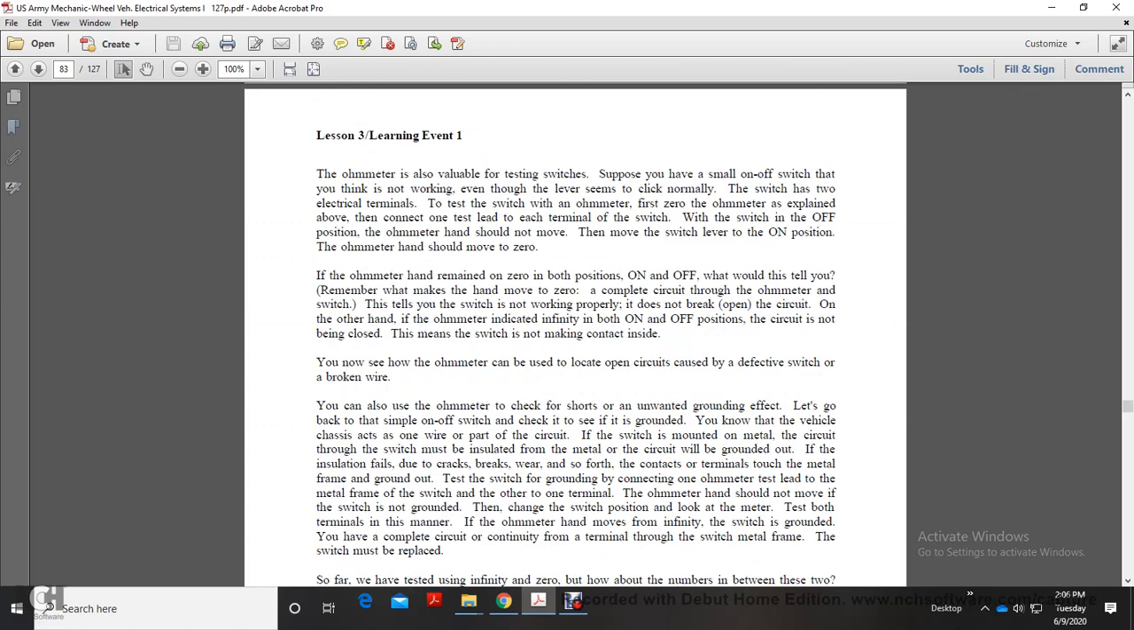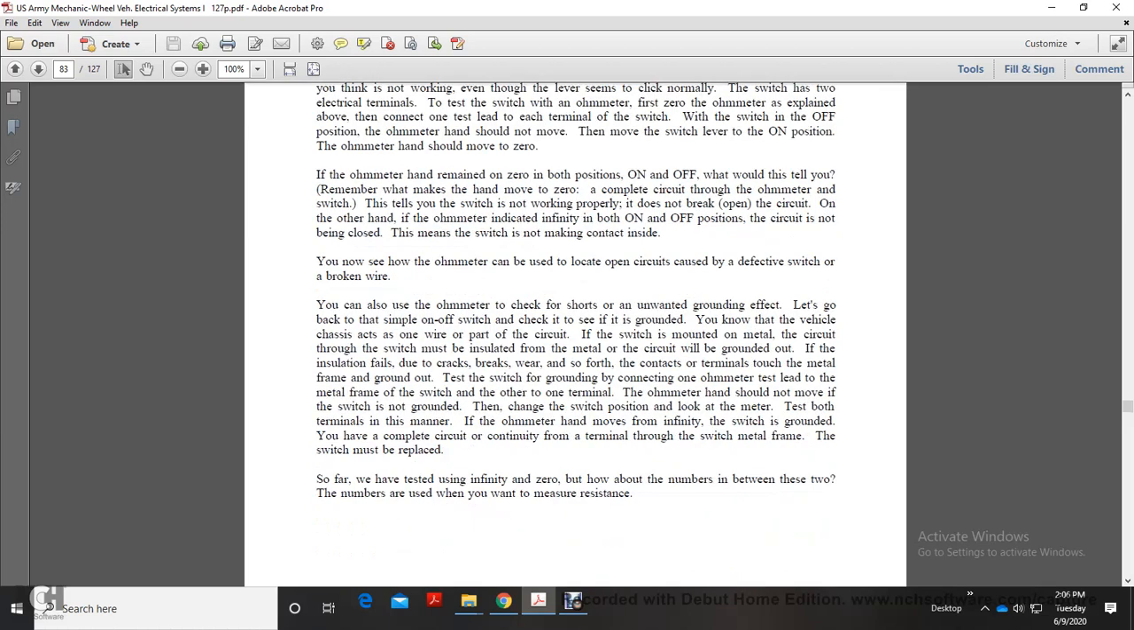Suppose you have a small on and off switch that you think is not working, even though the lever is clicking normally. The switch has two electrical terminals. To test the switch with the ammeter, zero the ammeter as explained above. Connect one test lead to each terminal of the switch. With the switch in the off position, the ammeter should not move. With the switch in the on position, the ammeter should move to zero.